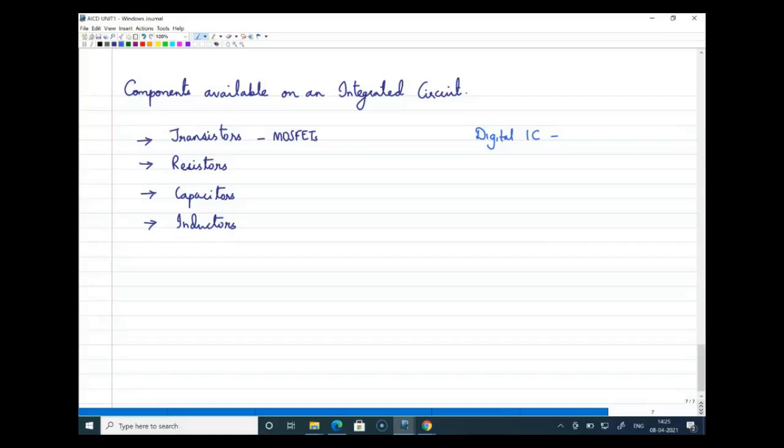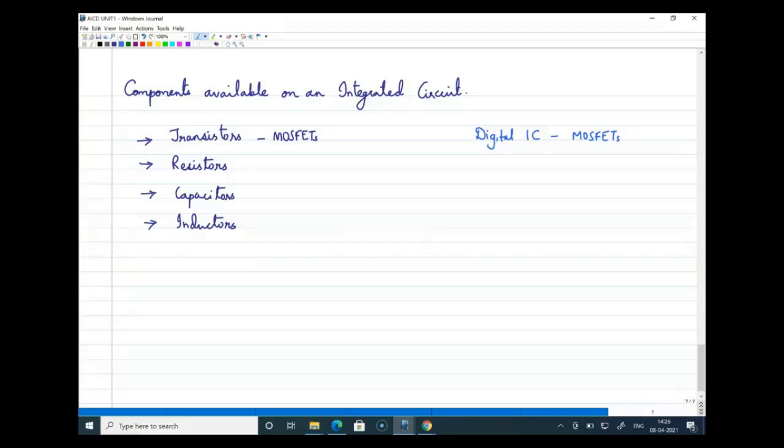In general, in most cases, digital ICs will only have MOSFETs, only transistors, and with only transistors we can realize any digital function. So if it is only transistors, then we can say it is a digital IC. I hope I'm clarifying things.